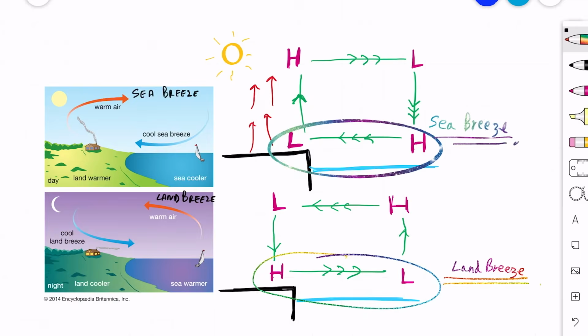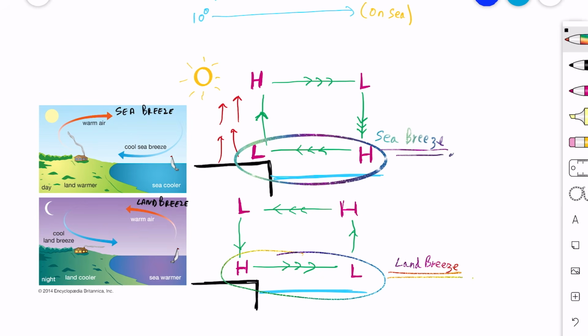Now out of these two, the sea breeze is stronger because the sun is there. And because of the sun, there is a bigger pressure difference between these two. The bigger the pressure difference, the greater the pressure gradient force will be and the stronger the wind blowing from sea to the land. So the sea breeze is stronger.